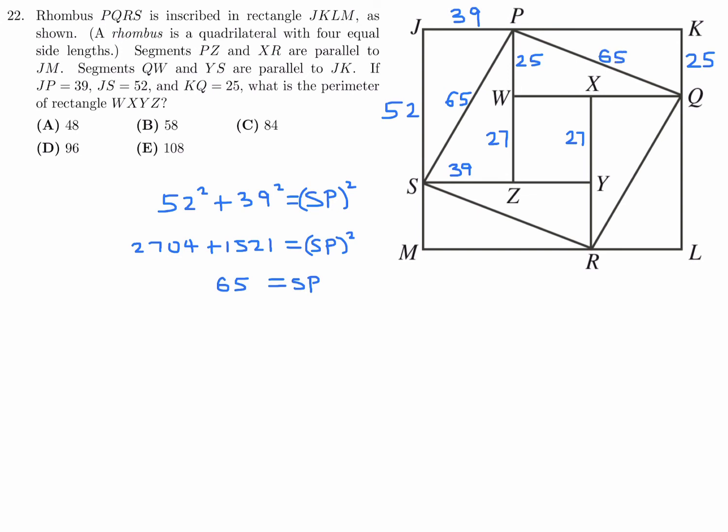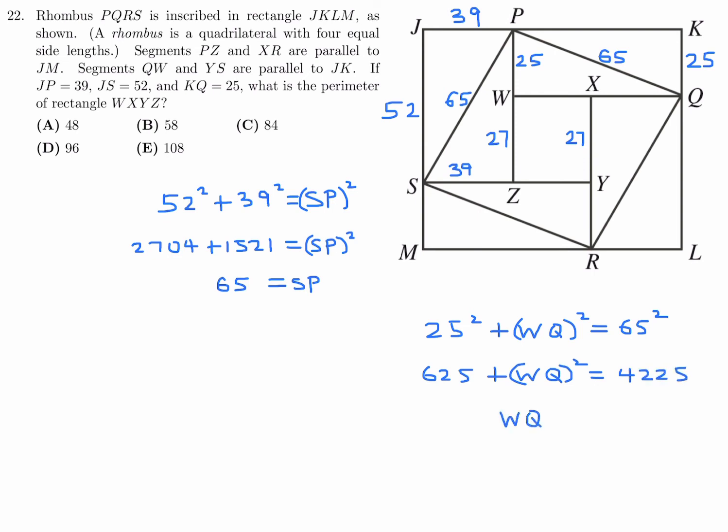And then now I can use Pythagoras again on either of these triangles. It doesn't really matter. I'll just use it on this one right here. So that means 25 squared plus WQ squared is equal to 65 squared. So this is 625 plus WQ squared is equal to 4225. And therefore, if you solve, you get WQ equal to 60.